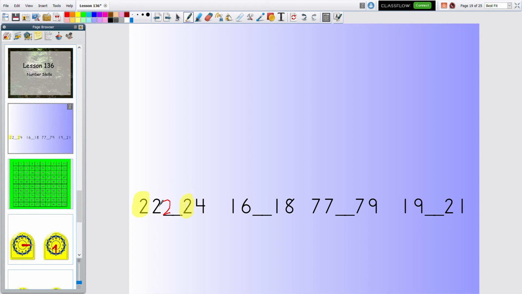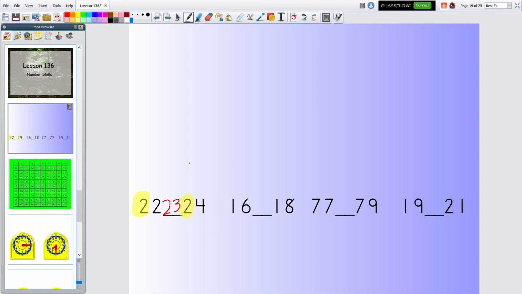Kind of a strange 2. But here we have a 2 and a 4. If we're counting, we count 1, 2, and then 1, 3, and a 4. So we've got 2, 2, 2, 3, and 2, 4. Let's say the number 22, 23, and 24.